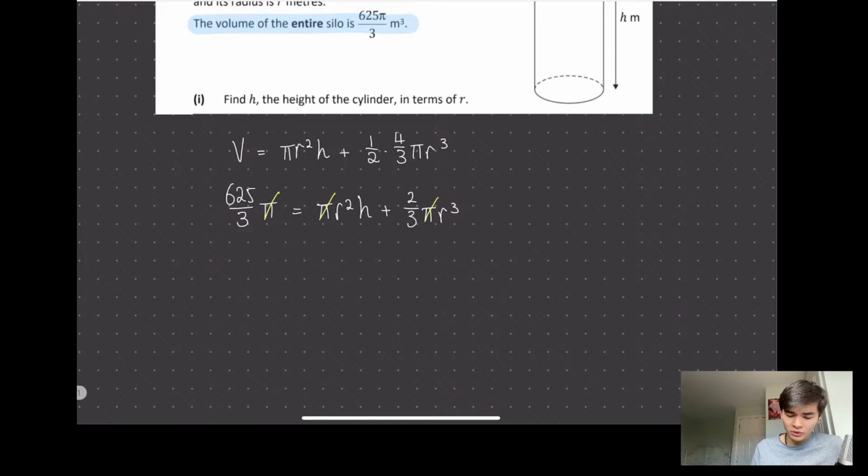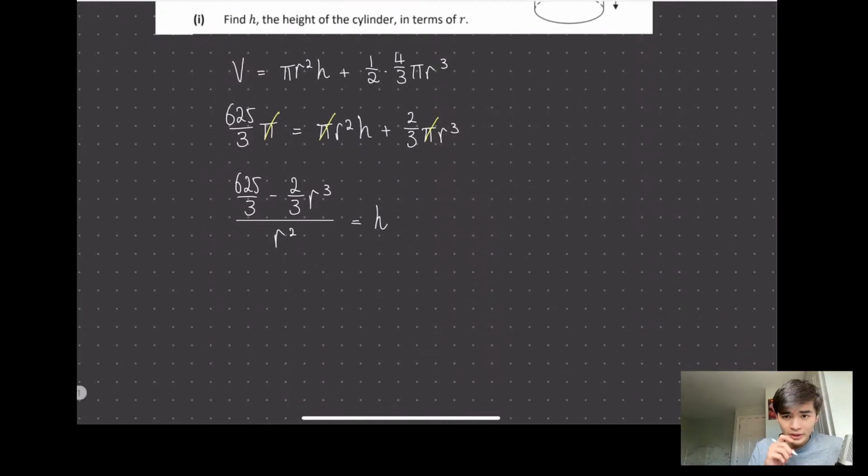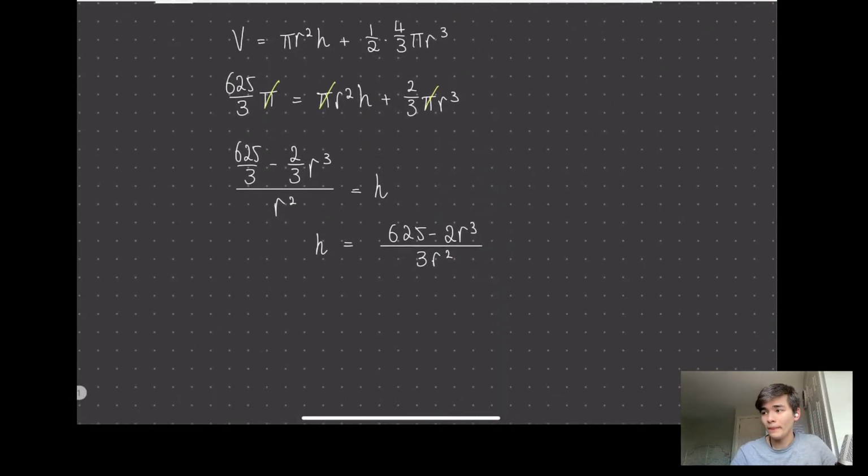Okay, and we want the height of the cylinder in terms of r. So we can rearrange this one now. Okay, and we can divide through by r squared. I've done that quite fast. Just type if you have any questions. We can move the 3 to the bottom line. So then h would be 625, it's 2r cubed, then we've got our 3r squared on the bottom. Okay, so that's part I done. Let's move on to the next bit.